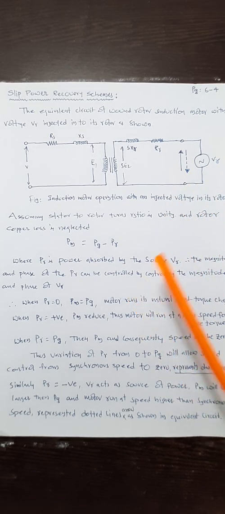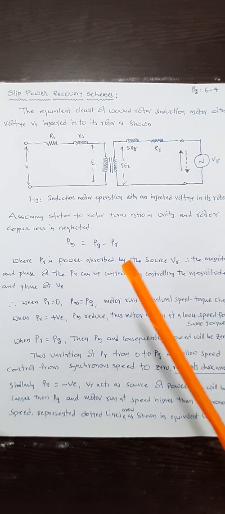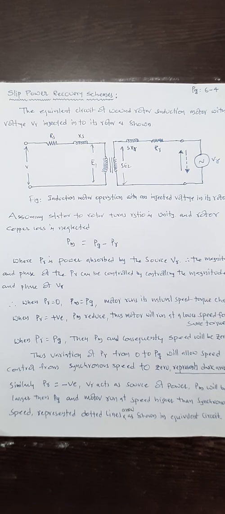Similarly, when PR is negative, this is another case. What will happen? PM is very large. The source acts as a source of power, PM will be larger than PG, and the motor runs at a speed higher than the synchronous speed, represented by the dotted line arrow pointing downwards as shown in the equivalent circuit diagram. So this is the power injected into the rotor circuit. Let us see in the next one.